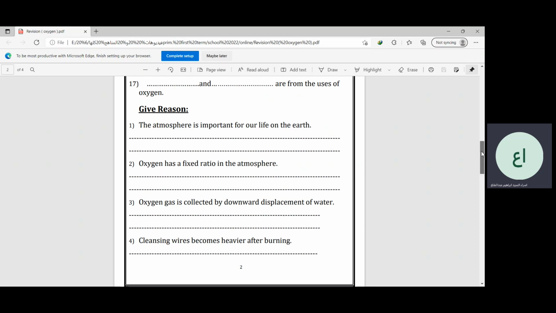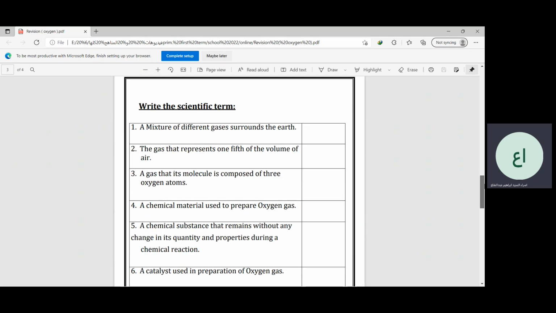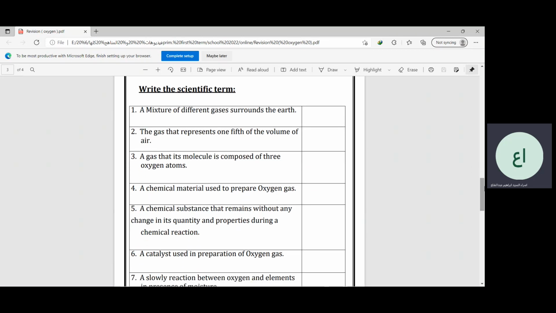Okay, scientific term number 1: mixtures of different gases surrounds the earth. ده أول definition قلته، وهو بيكون الأتموسفير. Number 2: the gas that represents one fifth of the volume of air. الفوليوم بتاع الاير occupy 1/5 منه، هو بيكون الأكسجين جاز. اوكي، الأكسجين جاز. يبقى أول أنسر عندنا هي الأتموسفير، تاني أنسر هي الأكسجين جاز.